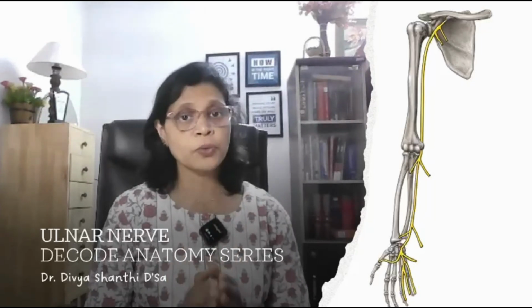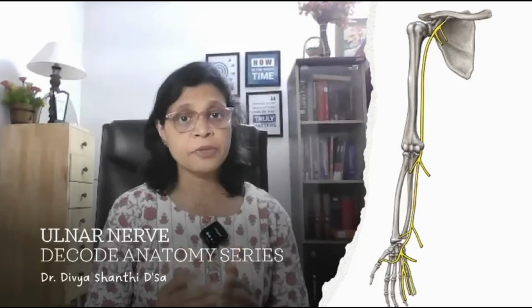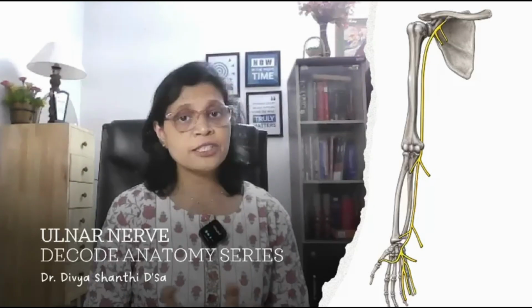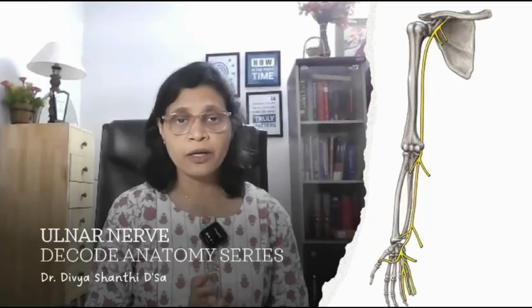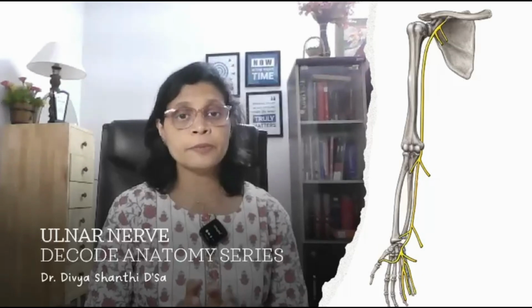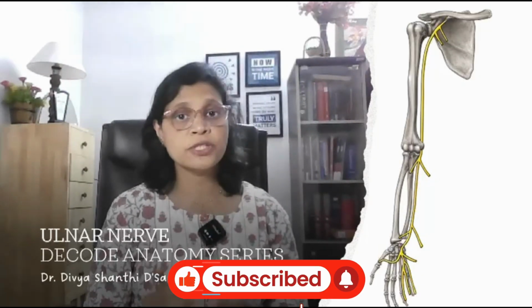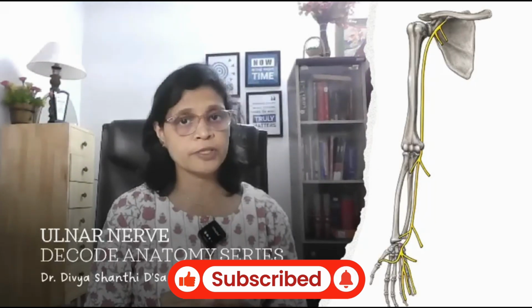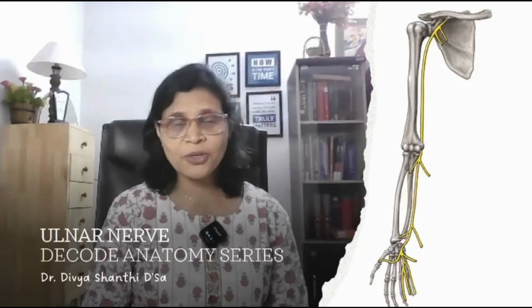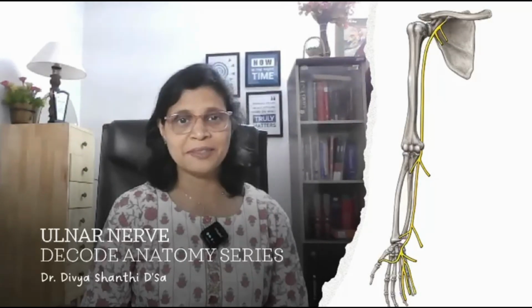In today's video, we are diving deep into the anatomy of the ulnar nerve, one of the largest terminal branches of the medial cord of brachial plexus and the principal nerve of the hand. We will explore its origin, course, relations, branches and area of supply. So if you're ready to ace your anatomy, let's get started.